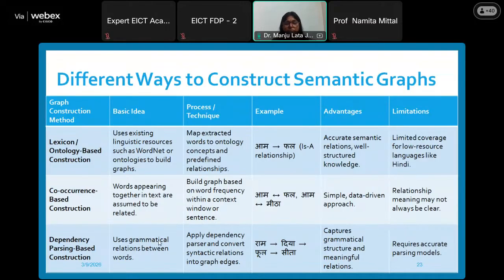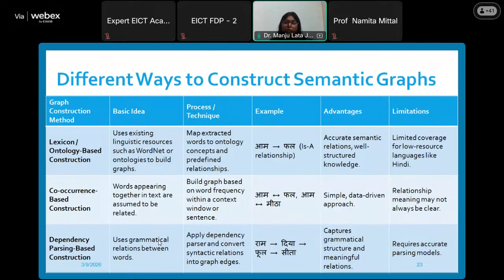The process means how we are retrieving documents by finding the relationship between the query terms and the document terms, only the semantic relationships. Advantages: accurate semantic relationships, well structured knowledge. But it has some limitations, that is, limited coverage for low resource languages like Hindi.